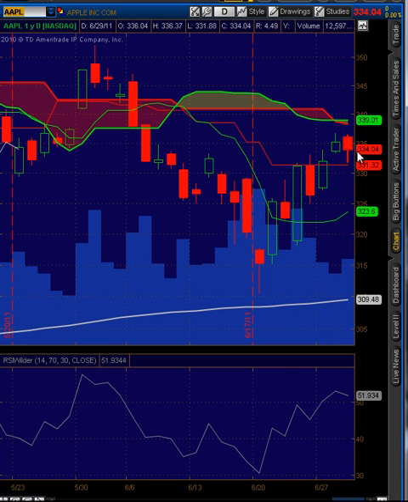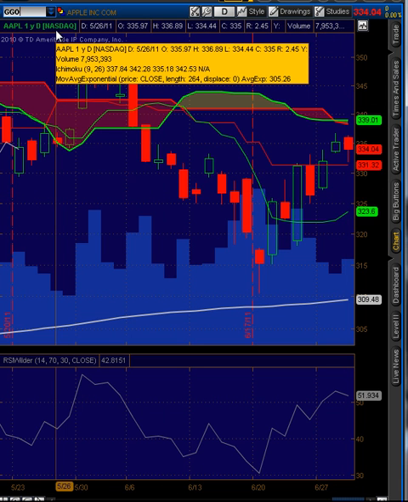Looks like this one wants to reverse after the holidays and get back down again. Even though the green line is trying to turn up and cross this red line again, it's still going to be a very hard fought situation. So take a look at that and be careful.